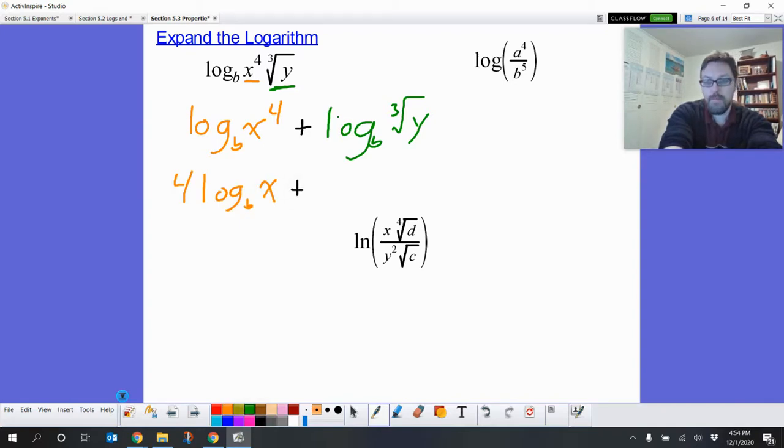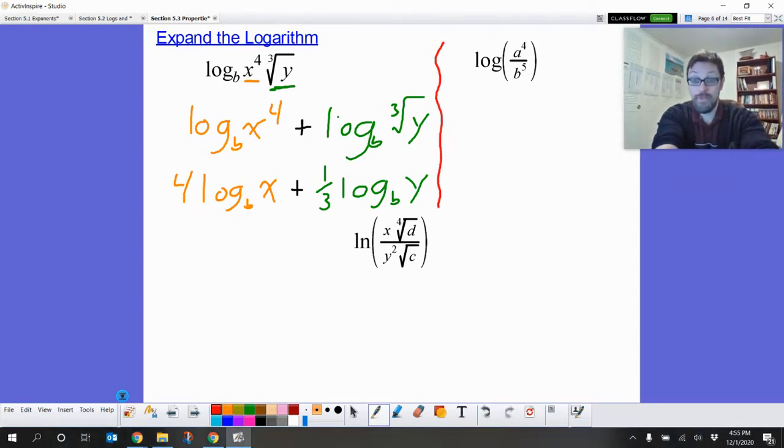And that cubed root, you might say, oh, that can't come in front. It's not an exponent. It is. Cubed root is a 1/3 exponent. So let's bring that 1/3 in front. So all we have left inside of that logarithm is a y. Nice. That is fully expanded. Let's try the other one.